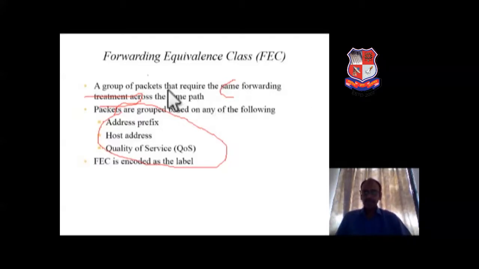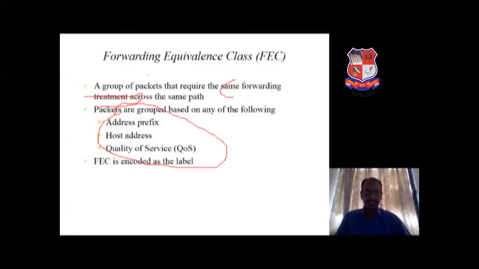Again I repeat, a group of packets that requires the same forwarding treatment. And what could be an example of the same forwarding treatment? You make a group of IP addresses based on their address prefix, or you can say based on something like the network address, or you can make a group based on the quality of service.